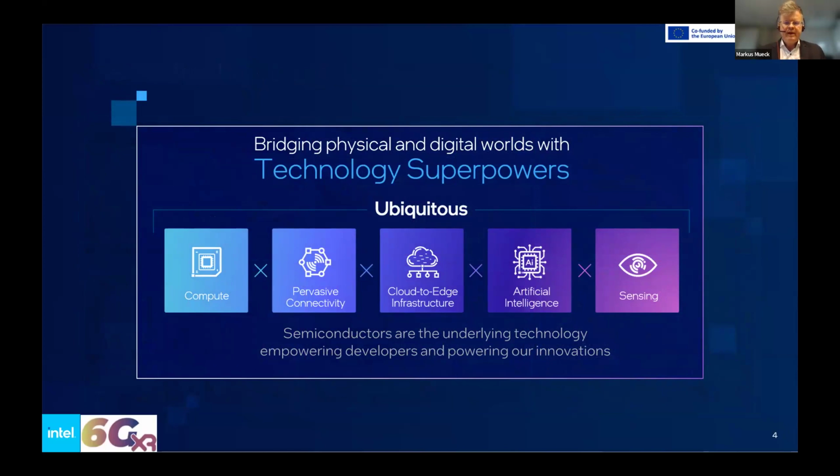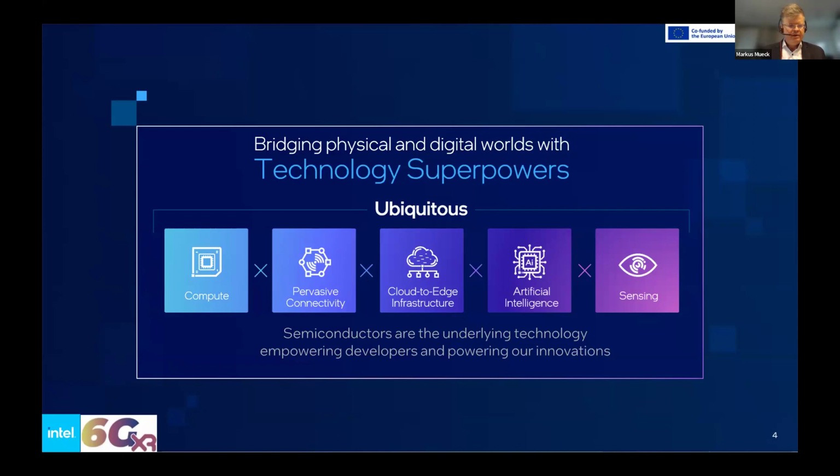Now, from the Intel perspective, we really believe that there are certain ingredients that are not only additive kind of features, but they are multiplicative, right? So they're amplifying each other. And this starts from compute over pervasive connectivity, going over cloud to edge infrastructure, artificial intelligence and sensing. So actually all of these ingredients will really be key to create this kind of massive increase of KPIs related to digital experience.